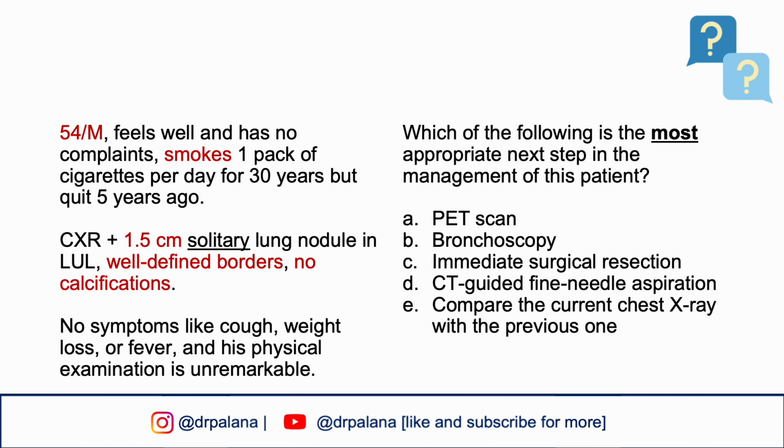If a nodule has not changed in size or appearance over a period of 2 years or more, it is very likely benign. If there is significant change in the size or characteristics of the nodule, further investigation is warranted to rule out malignancy. The other options, such as PET scan, bronchoscopy, immediate surgical resection, and CT-guided fine needle aspiration are more invasive and are typically considered after initial evaluation, which includes comparing the nodule with previous imaging. These steps are particularly important if there is evidence of growth or other concerning features on the comparison.